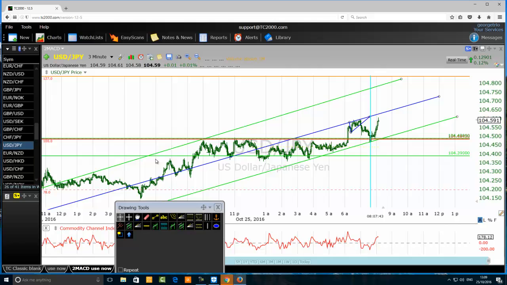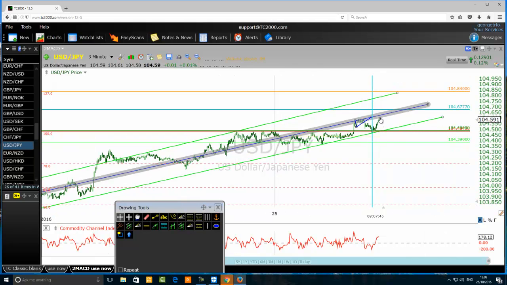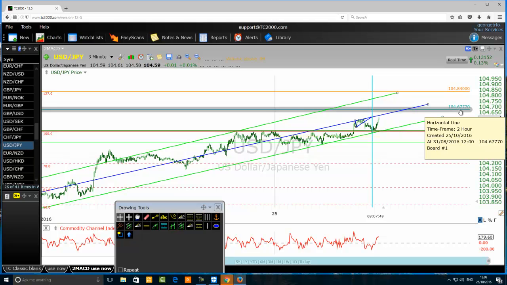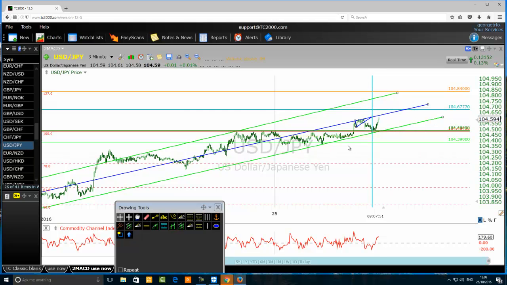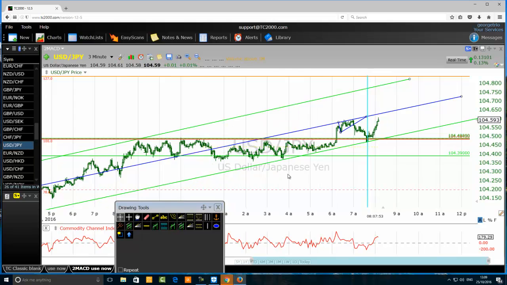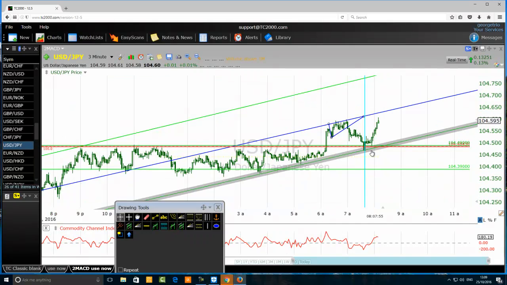You see the green channel, so we will see whether it's going to break above that median line and hit the target level at 104.67. So far it's looking good. We give it more time and see what will happen.